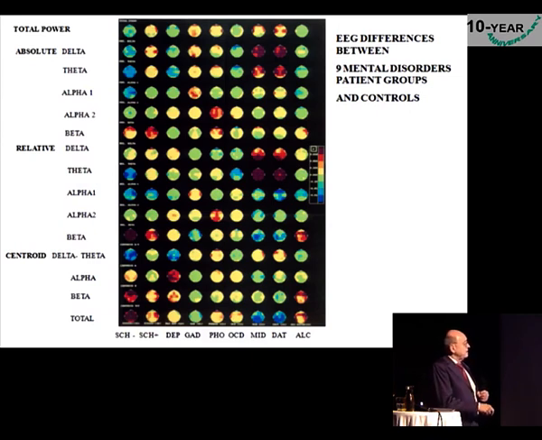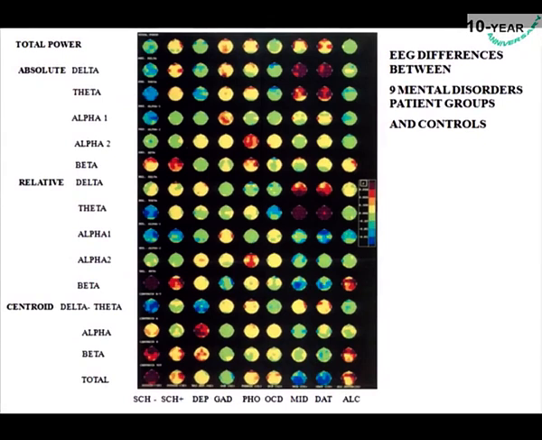And this we saw in schizophrenia as compared with normals, with predominantly negative symptomatology, plus symptomatology, depression, generalized anxiety disorder, phobic disorder, obsessive compulsive disorder, mild infarct dementia, dementia of the Alzheimer type, and alcoholic dependency. And these diseases induce different changes in the EEG in regard to total power, absolute delta, theta, alpha 1, alpha 2, beta. Also in the relative power there are differences, and also in the centroid. We don't want to go in detail because that would take more than 12 minutes.